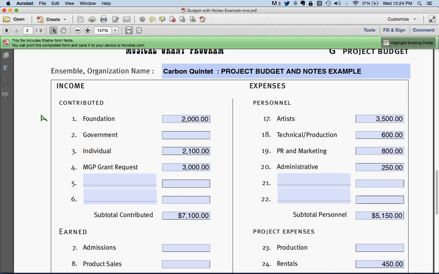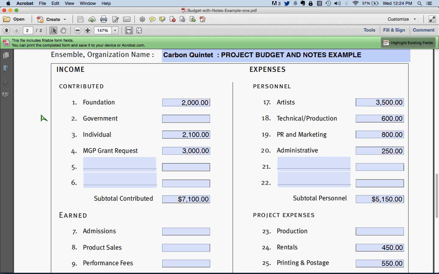As you can see here, they've laid out on their income side all the contributed income. And what contributed means is that it's from an outside source, or someone gave it to you. So it's like a foundation that you may have applied for, or an institution, friends and family, which would fall under individuals here. You see the MGP grant request. We ask that you put in the amount that you're requesting from us.